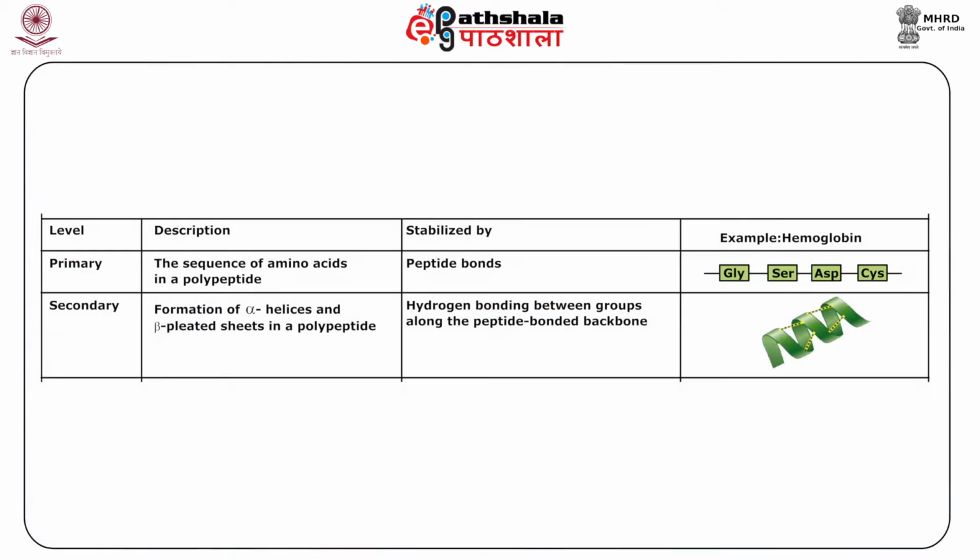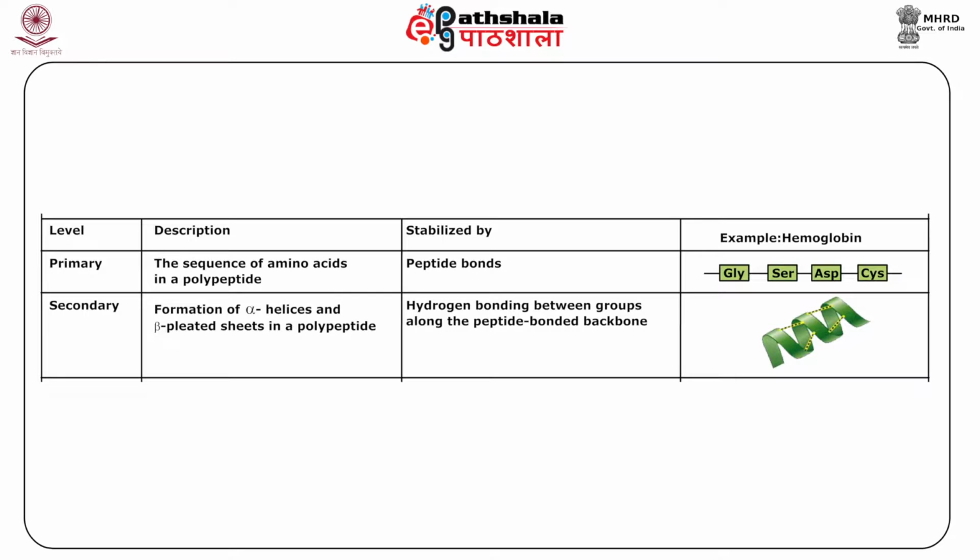We can see in this figure or table that the primary structure is basically the sequence of amino acids in a polypeptide which is stabilized by a peptide bond. The example is again hemoglobin. The sequence of amino acids, whether glycine appears first or serine, then aspartate, then cysteine, forms the primary structure.